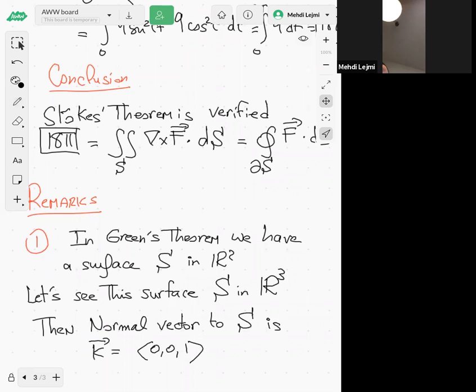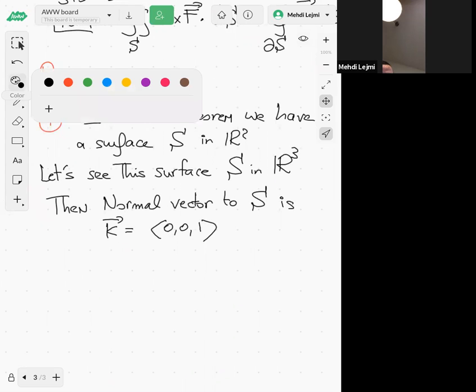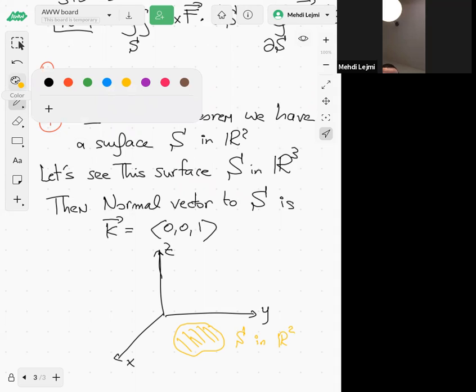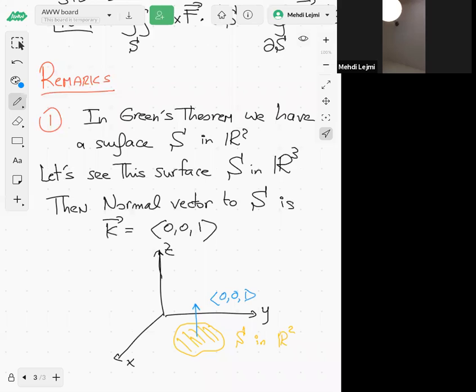Because what I'm saying, guys, is that you have your XY plane, and some surface S lying in the XY plane in R2. Now, if I consider this surface S in R3, then a normal vector to this surface would be the vector 0, 0, 1, right? It's a normal vector to this surface S.